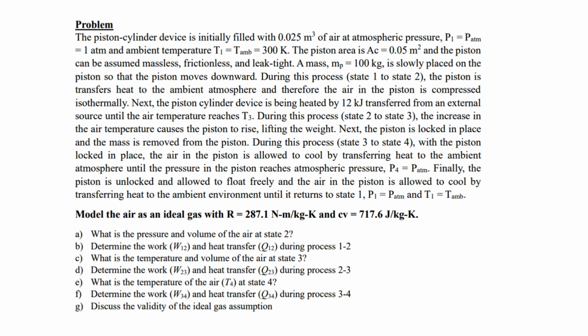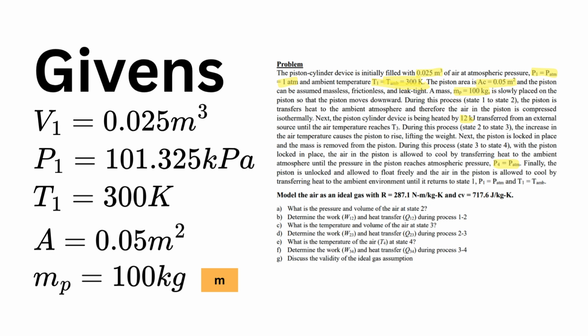Welcome back. Today we are dealing with a piston cylinder device. The initial volume of this device is 0.025 meters cubed. The initial pressure is atmospheric pressure at 101.325 kilopascal, and the initial temperature is 300 Kelvin.